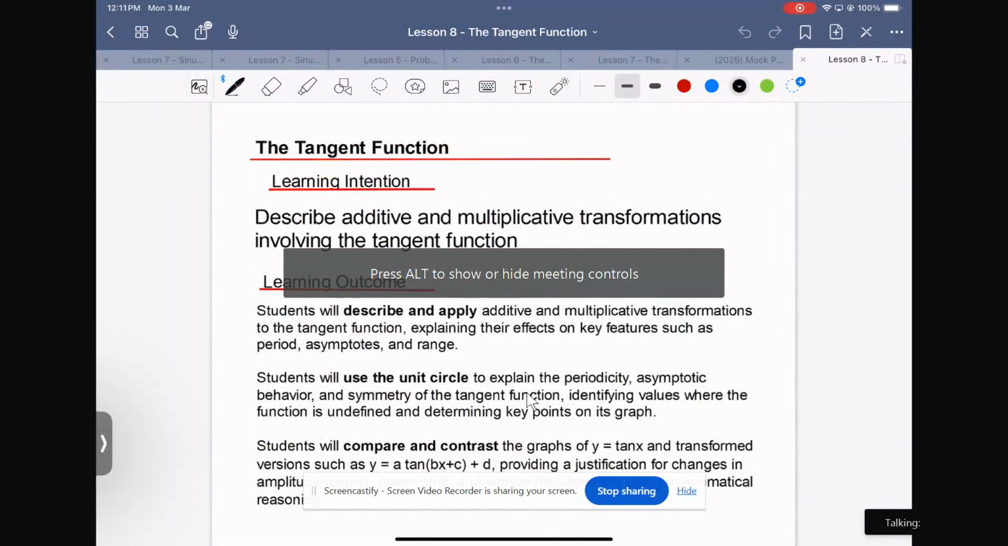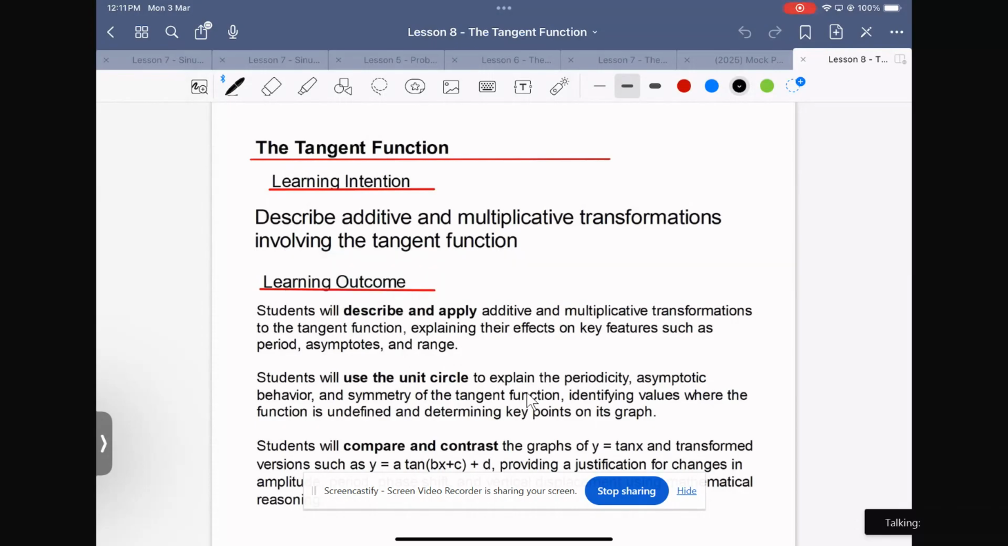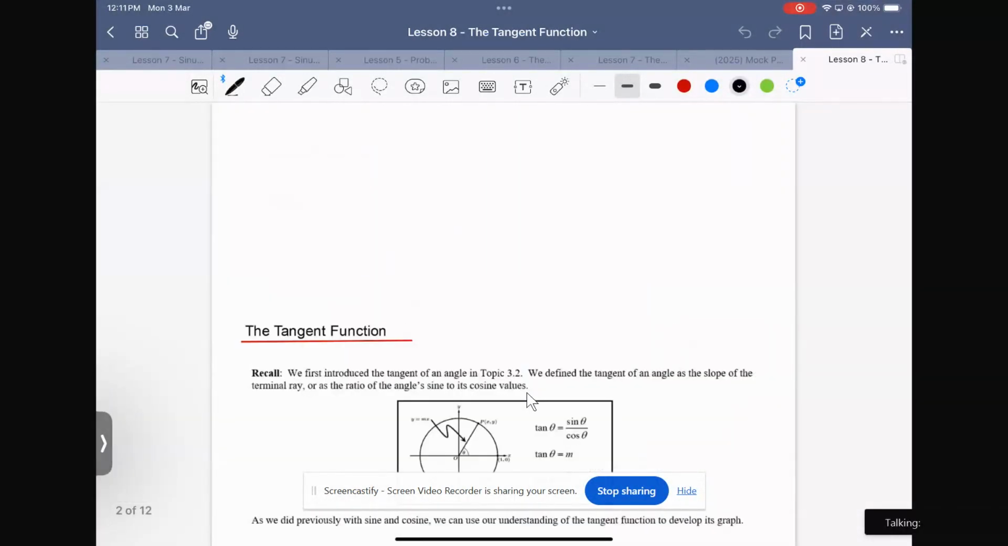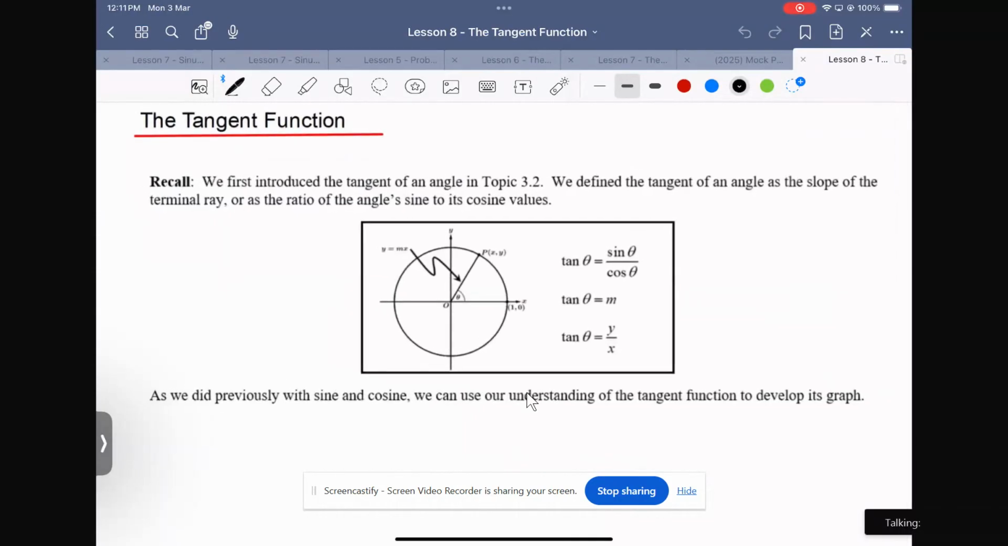All right, so today we're looking at graphing the tangent function. Let's have a look at where it's coming from and why it looks like it looks. So if we just remind ourselves when we introduced the tangent function, the angle is the slope of the terminal ray of a side in the unit circle.